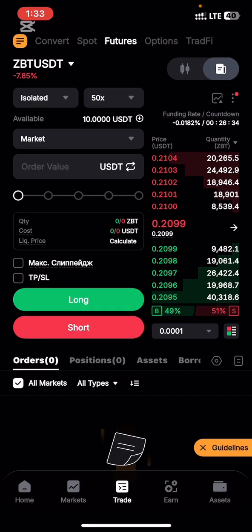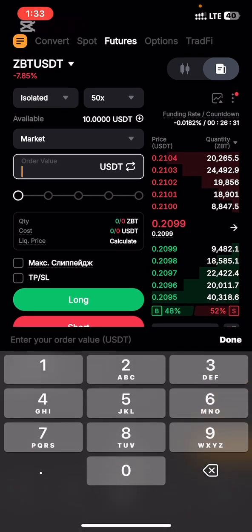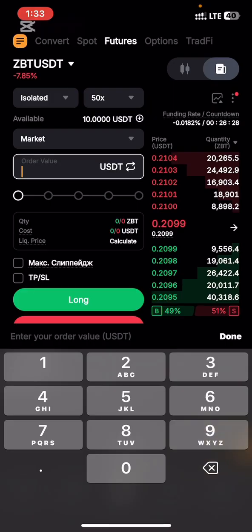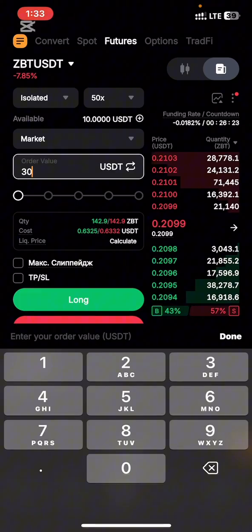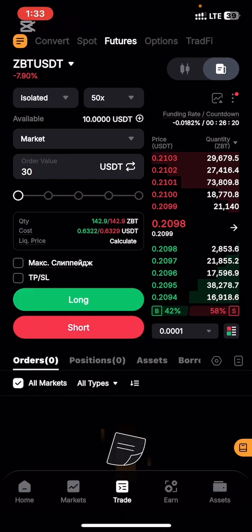Okay. Now let's go into the trade. I'll be using $30 for this trade. All right. Now we have to wait, the market price is rising. We have to let it hit exactly the market price before we enter it. Once it hits the market price, you just hit the short button. If you are going long, you hit the long button. So easy.